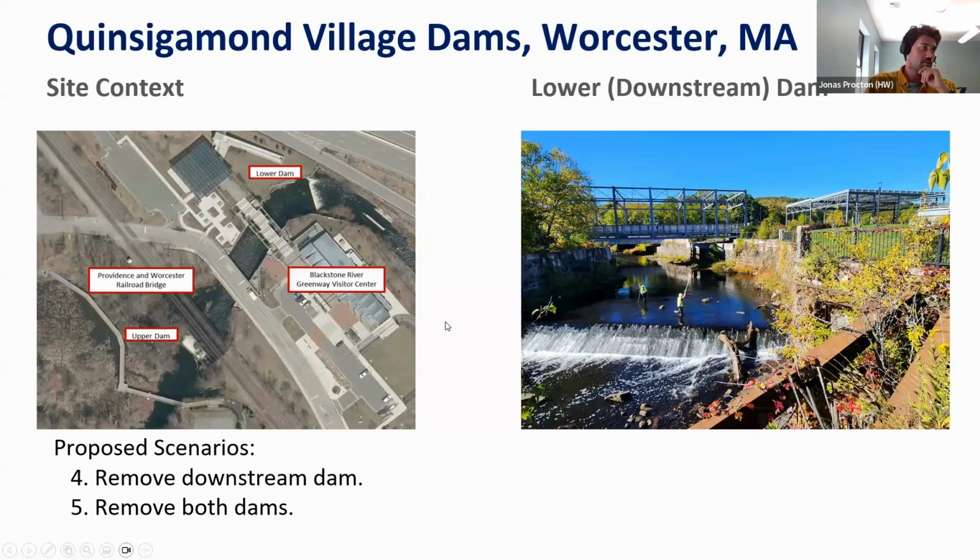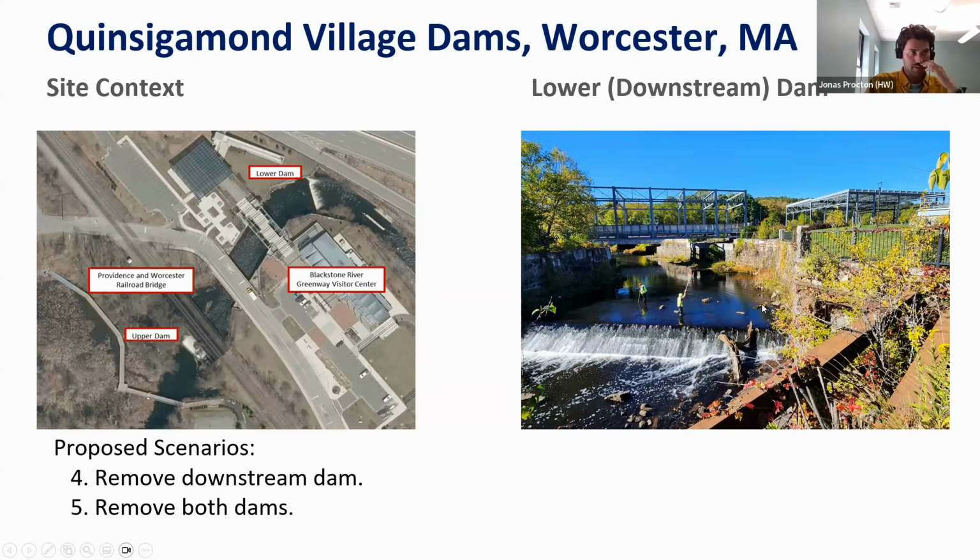The Quinsigamond Village dams are basically two dams right by the Blackstone Visitor Center. There's this lower one, which is what we're looking at in this picture, not too tall, maybe 4 or so feet tall. And then an upper dam upstream of that lower dam, which is a bit taller. It's basically around the corner in this photo, so you can't quite see it, but you can imagine this photo is from standing up there, looking that way. So right around there, a little bit taller than this dam, and the dams have different ownership.